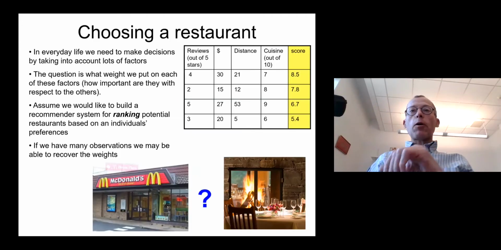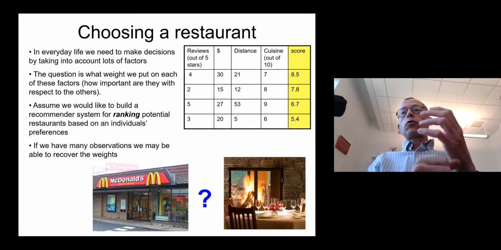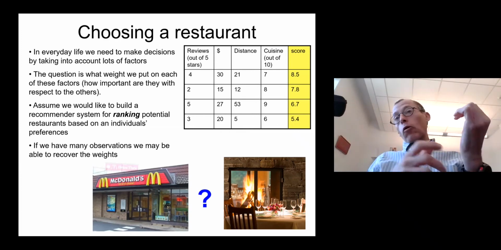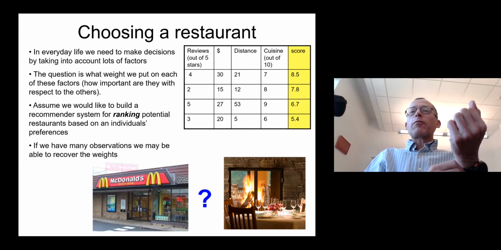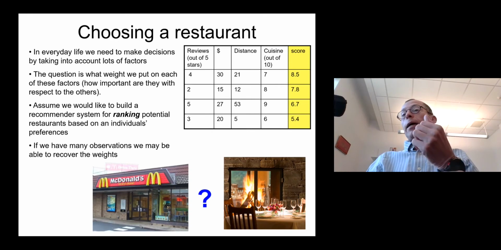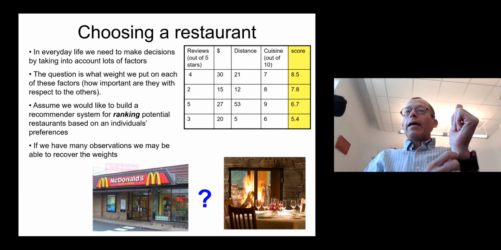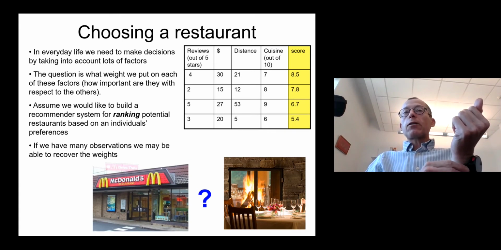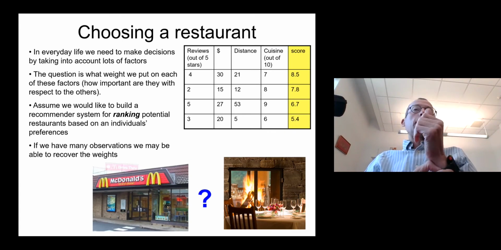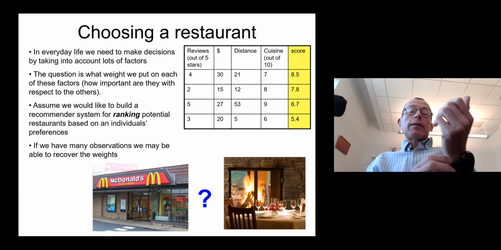So let's do an example. Let's say you want to choose a restaurant, but rather than deciding whether you like it or not, which maybe you like a lot of different restaurants, maybe you want to rank them based on some criteria that you have. But you don't really know which criteria to rank on. Maybe there's a lot of options.